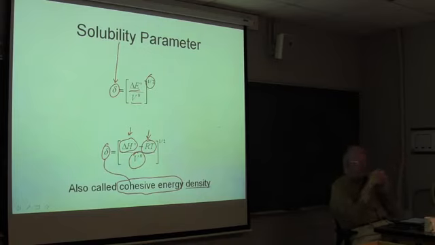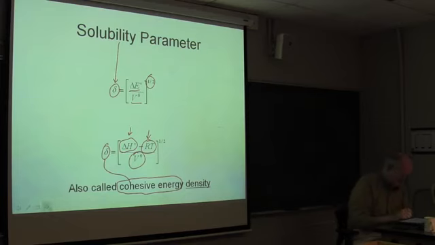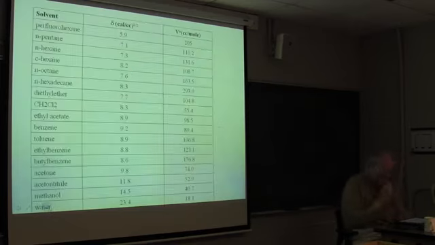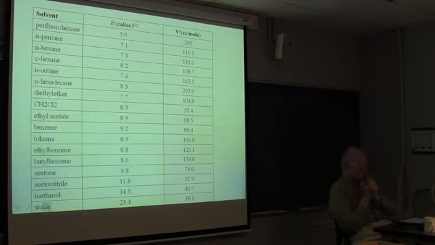It's a density because it's per unit volume. Density is mass per unit volume. Cohesive energy density is the energy of vaporization, the cohesive energy, divided by the molar volume. Here are numbers for all kinds of liquids.